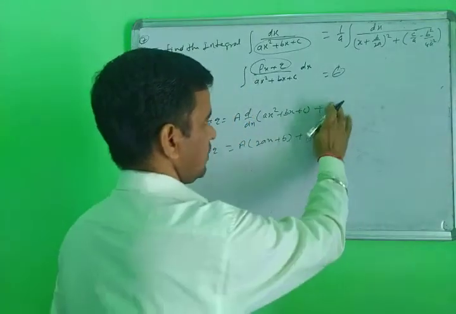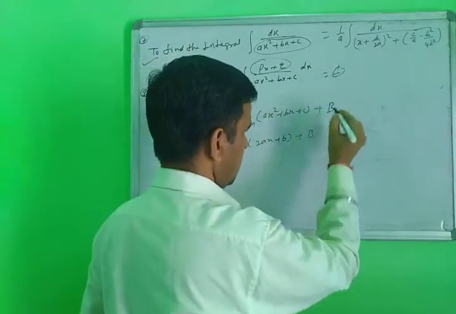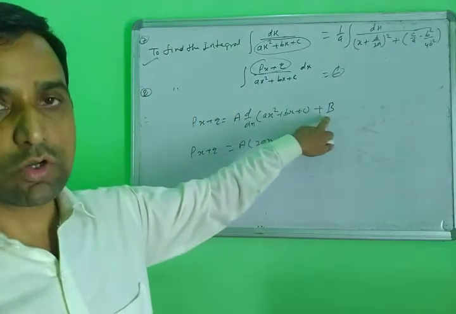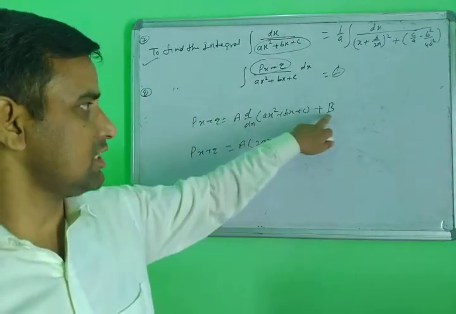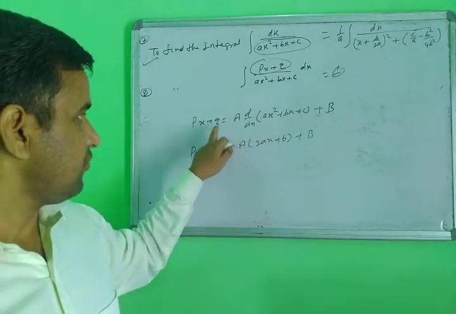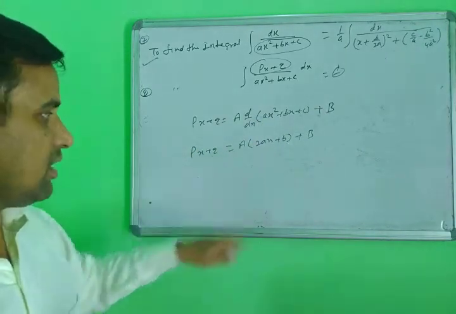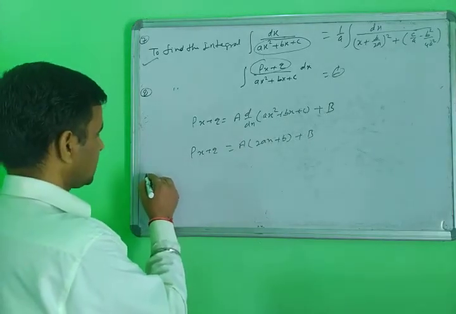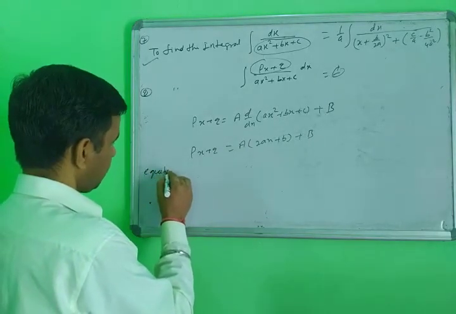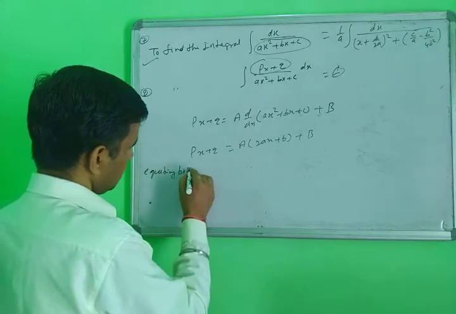And what are A and B here? A and B are constant terms. First you will differentiate here, and it comes in this form. After that you will equate here, equating the constant terms, equating both sides.